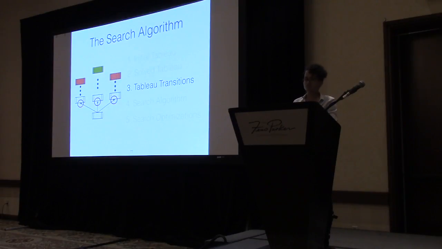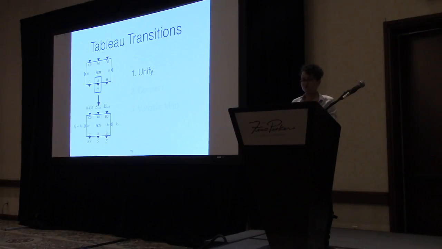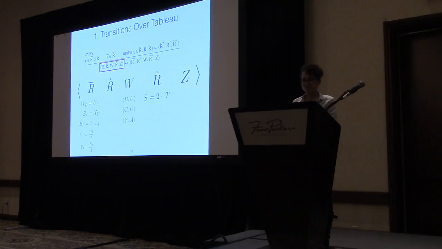To transform the initial tableau into the goal tableau, you apply tableau transitions, of which there are 3. There's the unification transition, the connection transition, and the variable mapping transition. The unification transition is the most important of the 3, and it essentially takes us from, if you remember the previous example, initially mapping S to the voltage of A, all the way to having a fully configured RxN block. So essentially, this is the semantics for the unification transition.